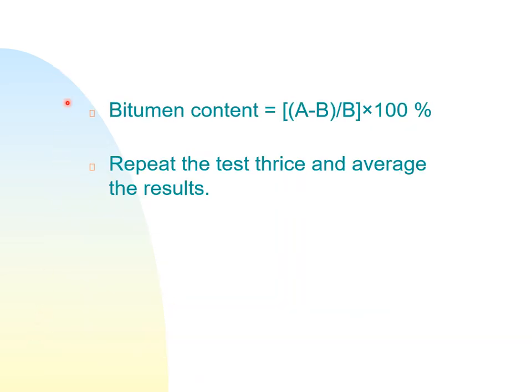The bitumen content formula is A minus B, divided by B, and then you multiply that ratio by 100 to get the percentage. Repeat the test thrice and average the results. In this way, bitumen content can be determined.